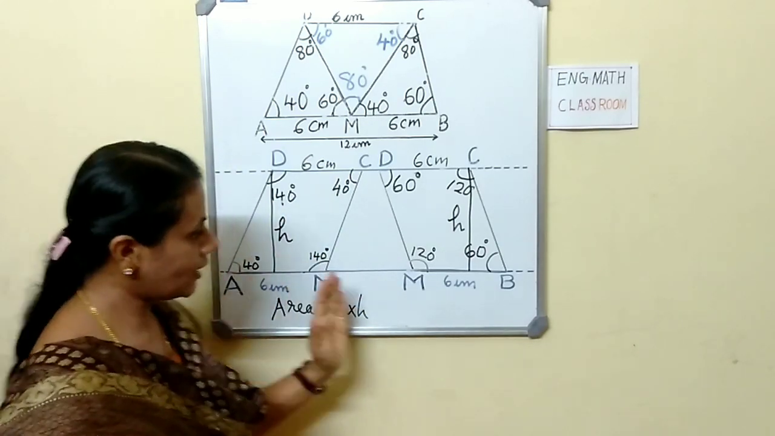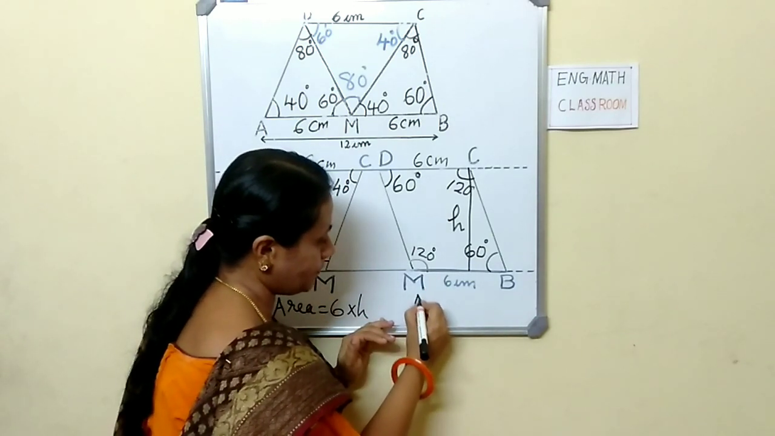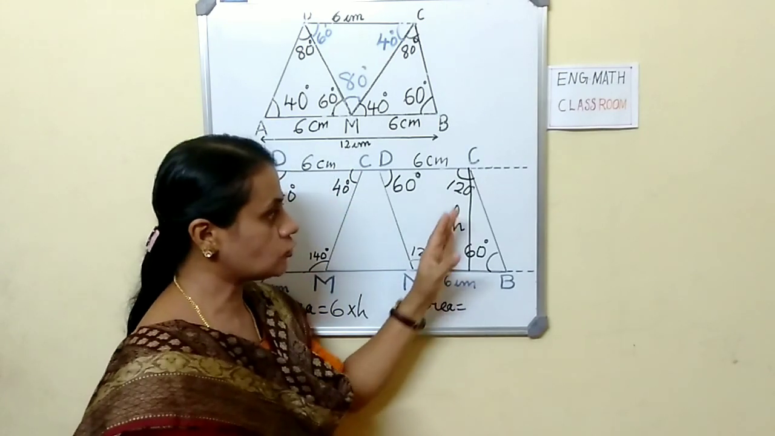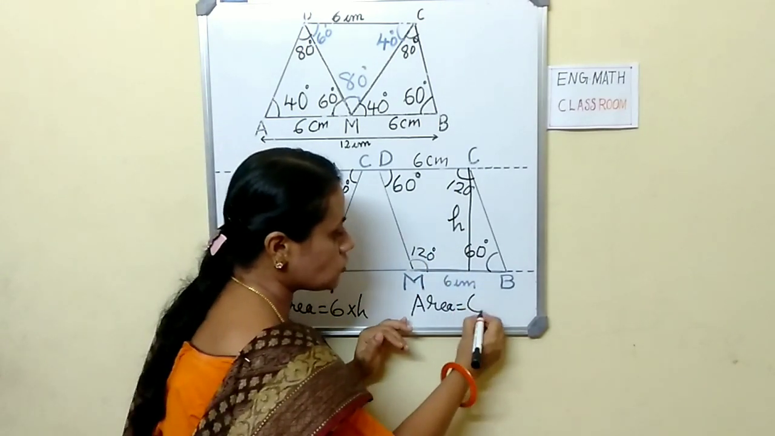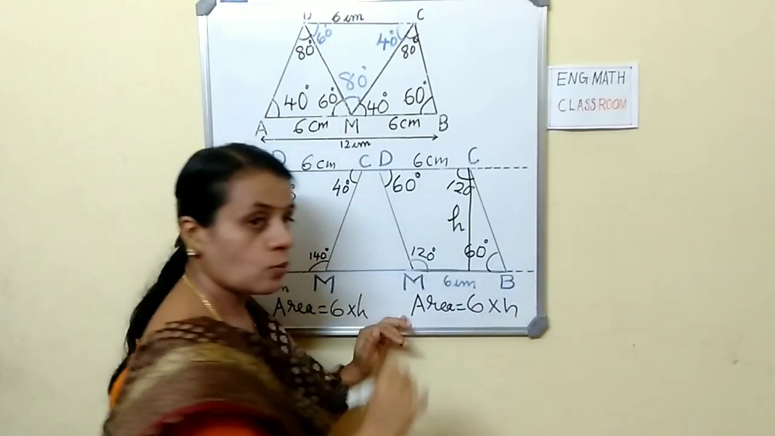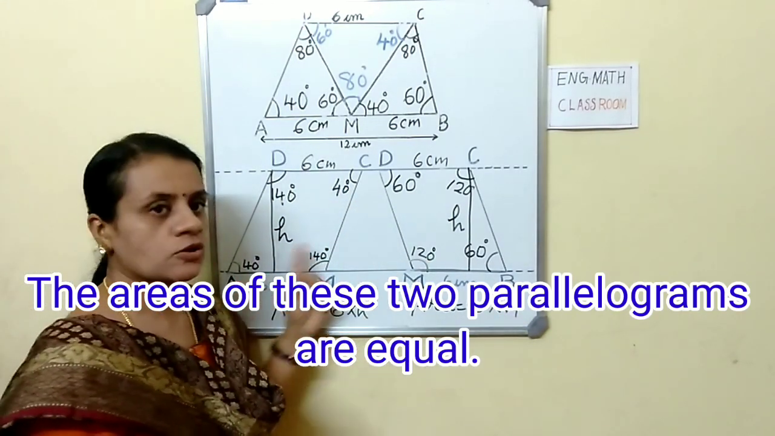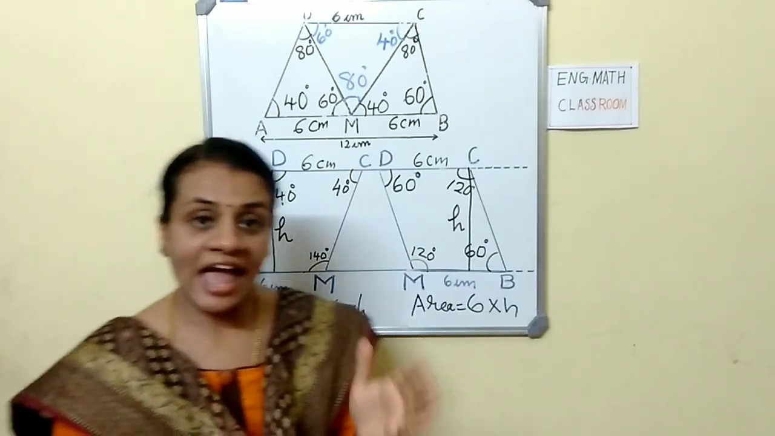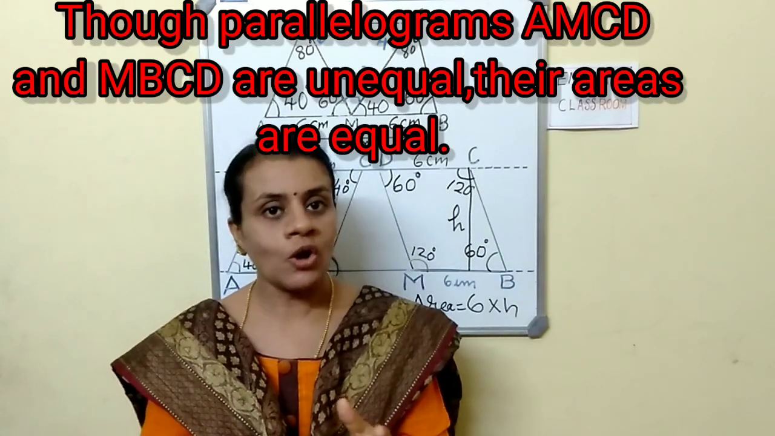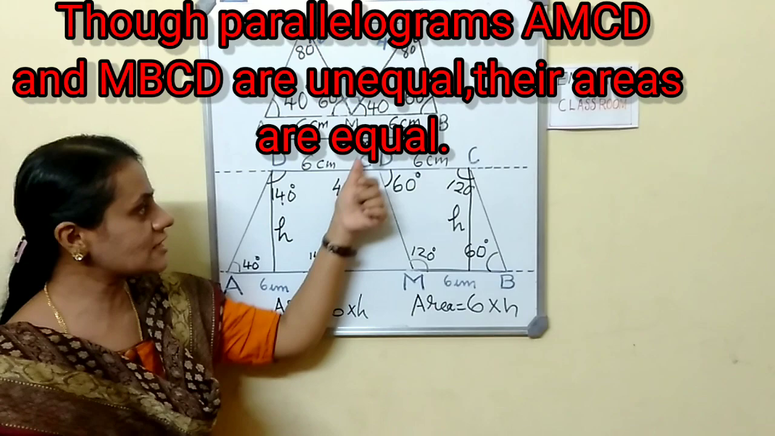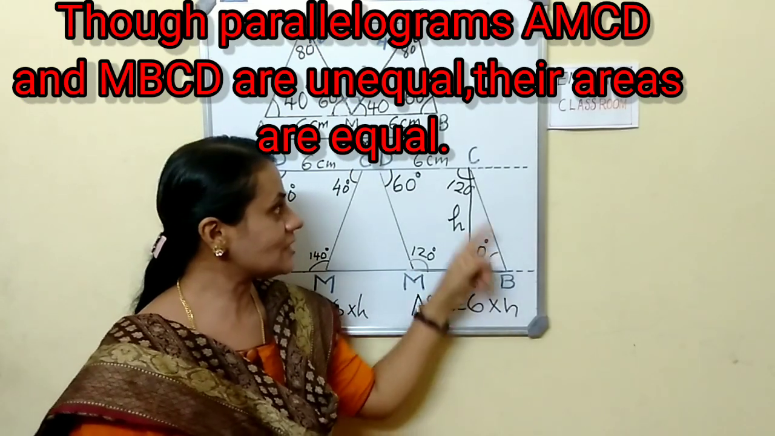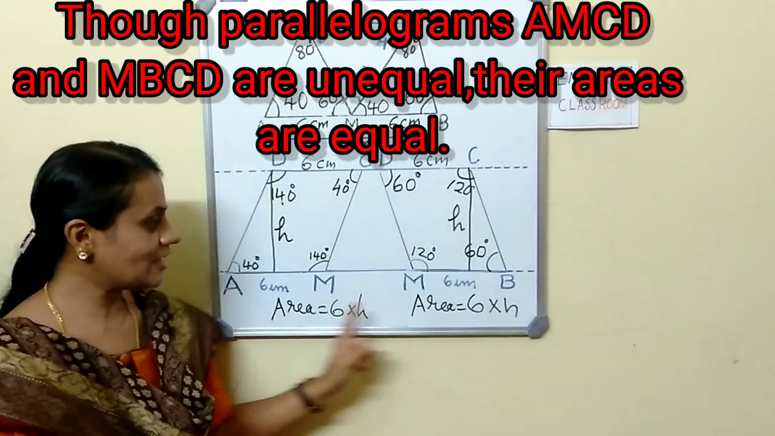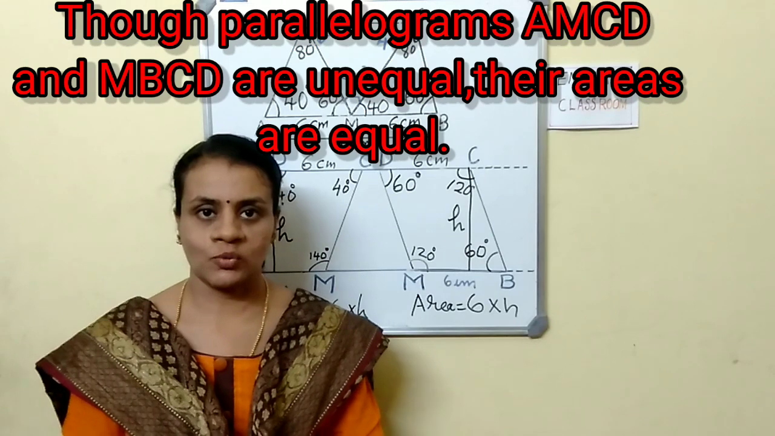6 into h. Again, just move to this parallelogram. Find the area. Area equals base into perpendicular distance. It is also 6 into h. What does it mean? The areas of these two parallelograms are equal. So, what is the answer for this question? Though parallelograms AMCD and MBCD are unequal, their areas are equal.